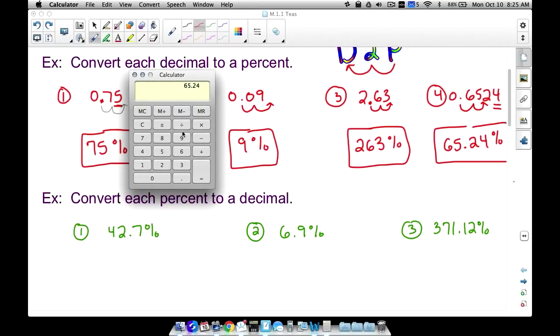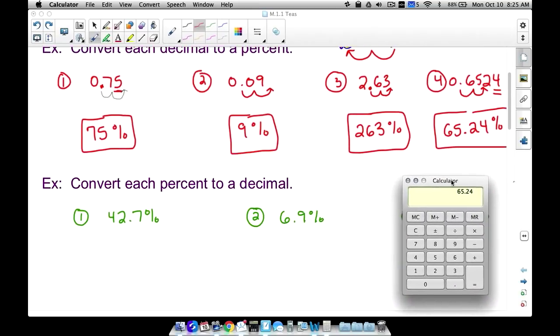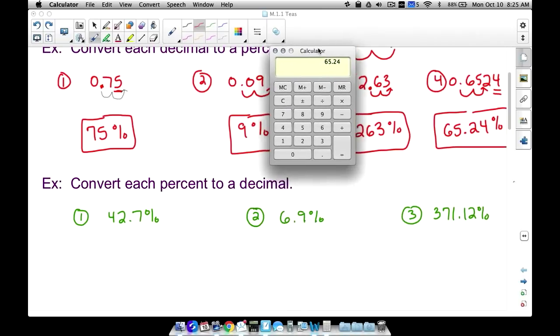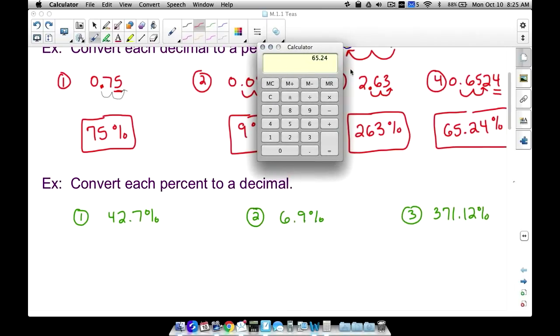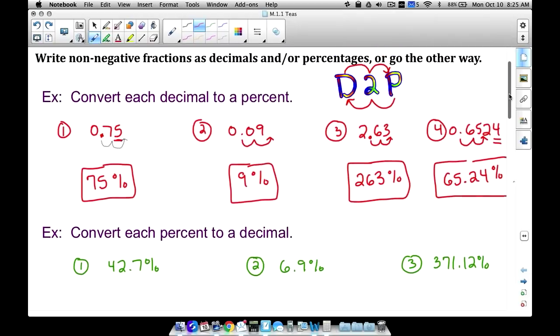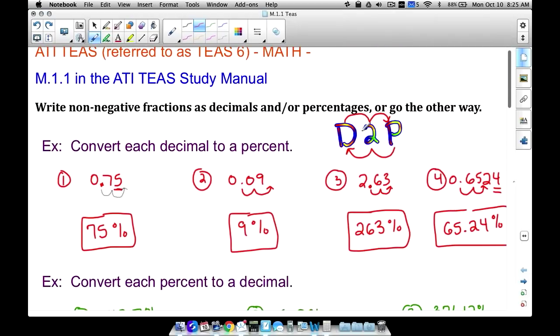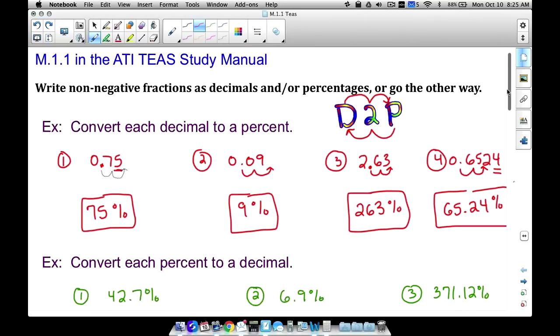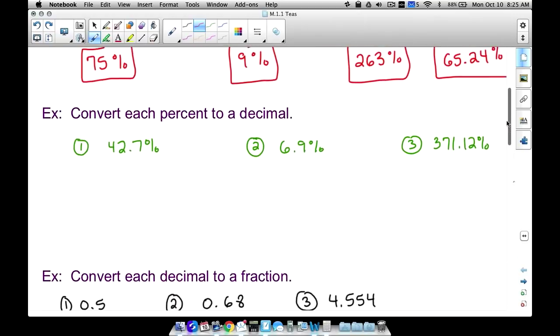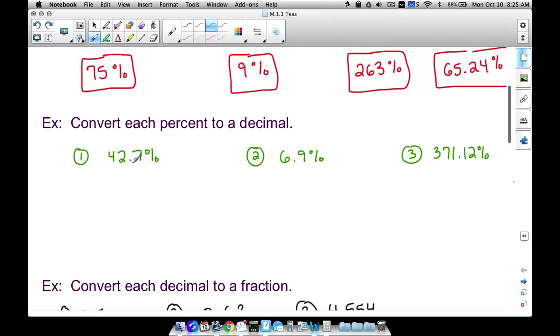Okay, now let's come on down to the next set. Now let's go the other way. Let's convert each percent to a decimal. Well, that's where this D2P can help you. Remember, whether you go right or left, now we're going from a percent to a decimal, so we're going from the P back to the D. So we're going to move 2 places to the left, and now we need to remember to take off the percent symbol. So going 2 places to the left, we're going to go 1, 2 to the left.